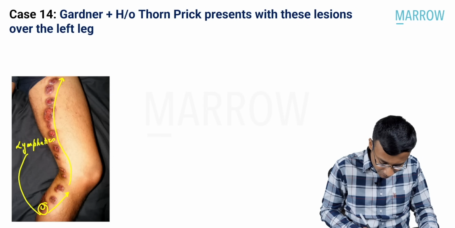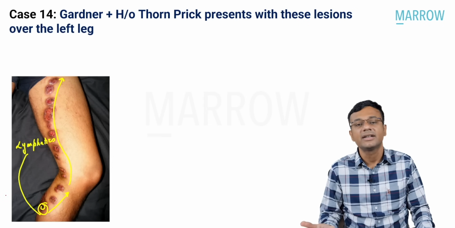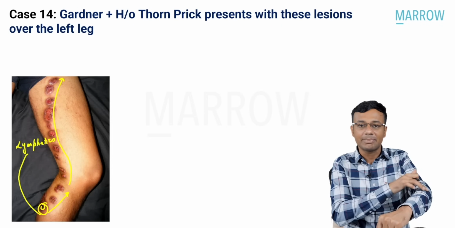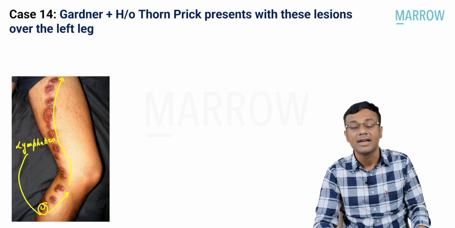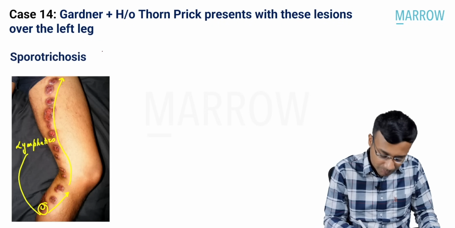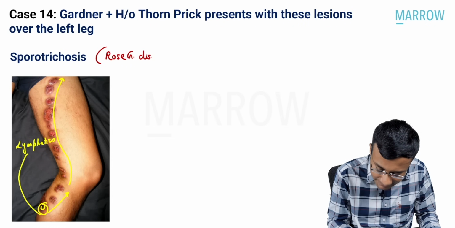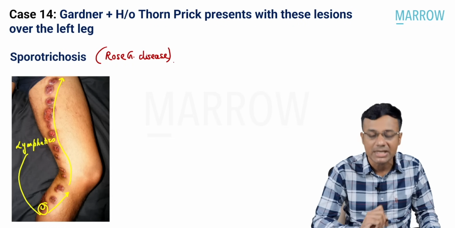So if this case scenario is given where you have a gardener with history of thorn prick, nodulo-ulcerative lesion, proximal extension, linear pattern along the lymphatics of the extremity, we're talking about sporotrichosis. Sporotrichosis is also known as Rose Gardener's disease.